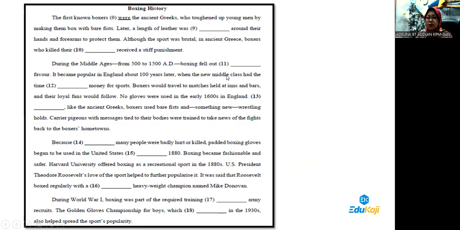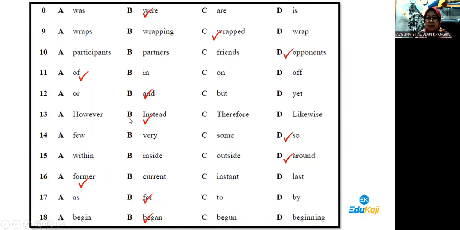To join two sentences together. Okay, number 13. "Like the ancient Greeks, boxers used their fists and something new, wrestling poles." So the answer will be "instead". This is also testing students on their grammar, cohesive device, to show the continuation, cause and effect, for example.